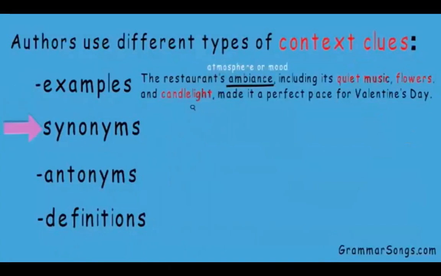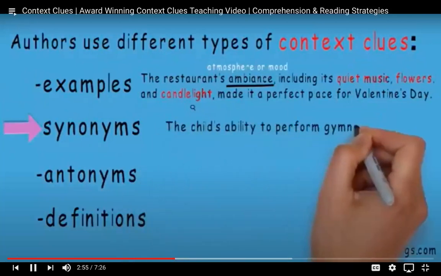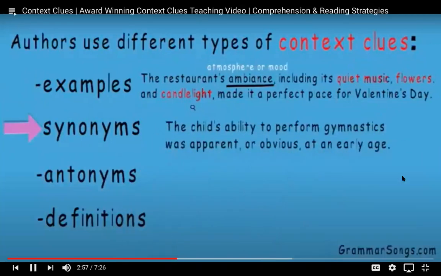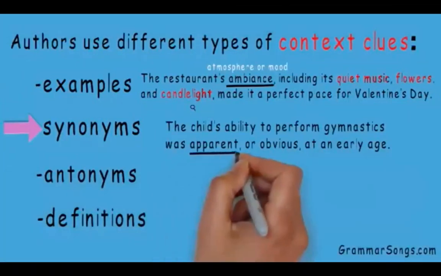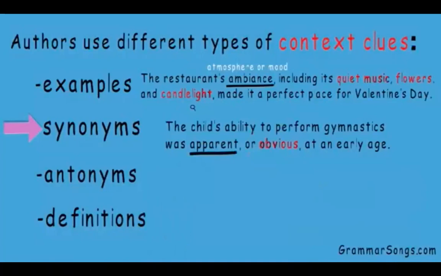Sometimes authors use synonyms or words that mean almost the same thing. The child's ability to perform gymnastics was apparent or obvious at an early age. If you are unfamiliar with the word apparent, the synonym clue obvious makes this sentence easy to understand.